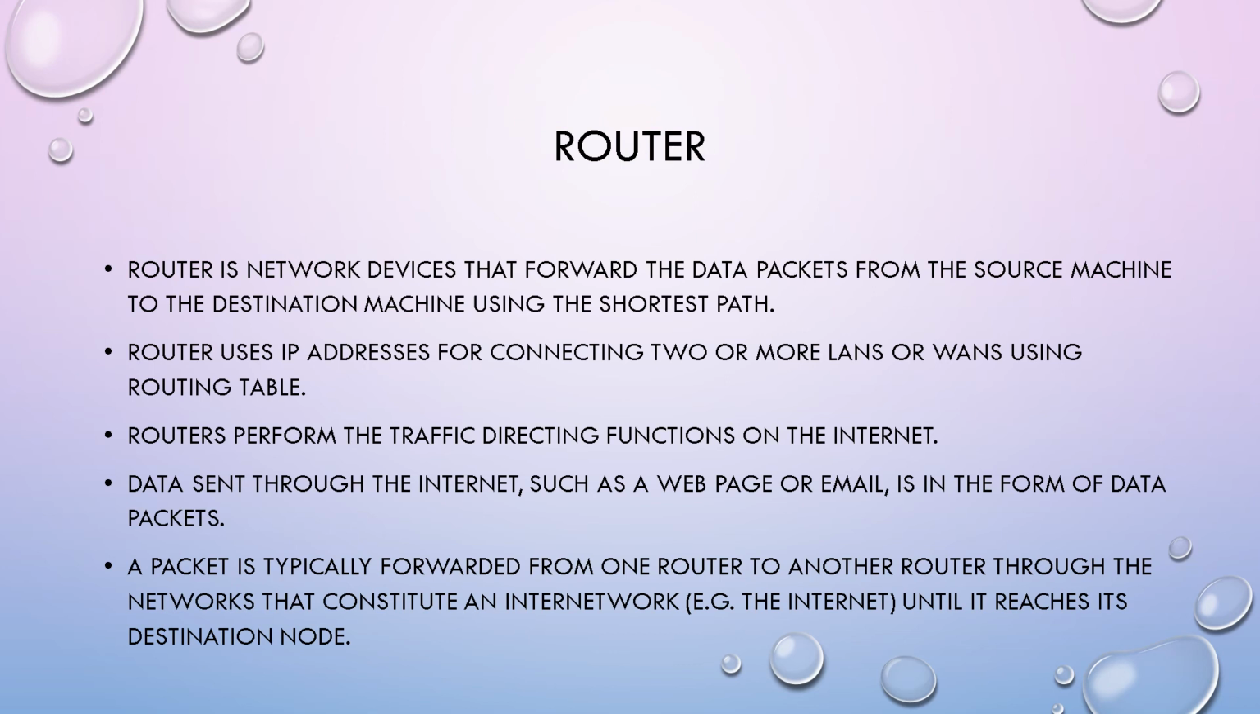Suppose you're sending a text message or an email to a friend. It will get forwarded from your router to your destination router, or through many routers on the way, through the network that constitutes an inter-network. Now you may be wondering how your mobile phone works without a router. It's because your phone has inbuilt networking devices. That is the reason it doesn't need any router to communicate over the internet.